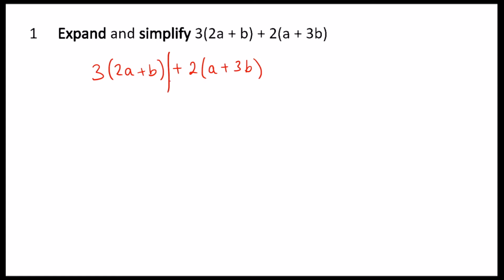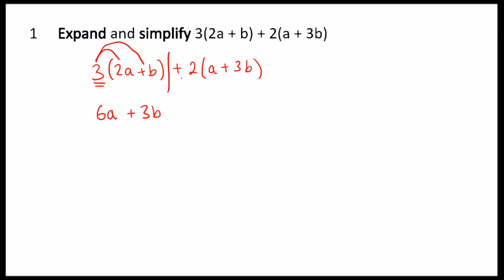Firstly, I hope you can see if I draw a line just down there, we've got a bracket to expand on the left and a bracket to expand on the right. Let's do this now. If we expand the first bracket, we have a 3 at the front, so we want to do 3 times 2a, which is 6a, and also 3 times positive b, which gives us plus 3b. That's the left bracket expanded.